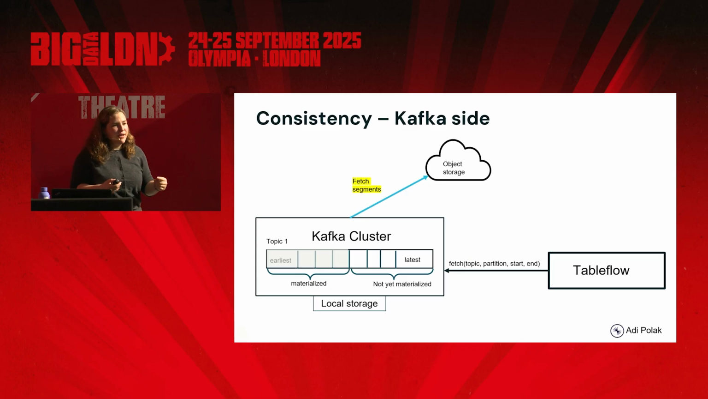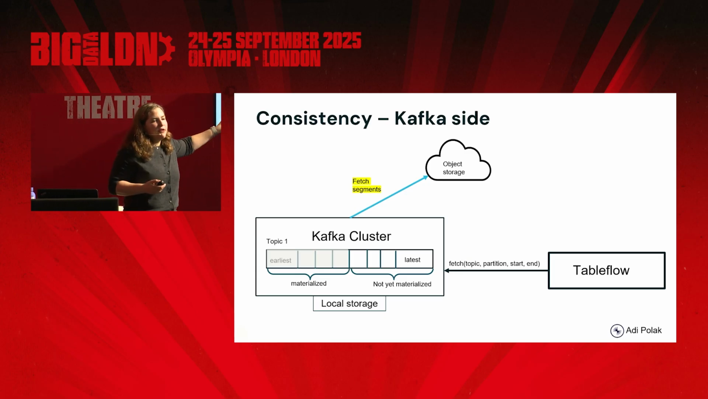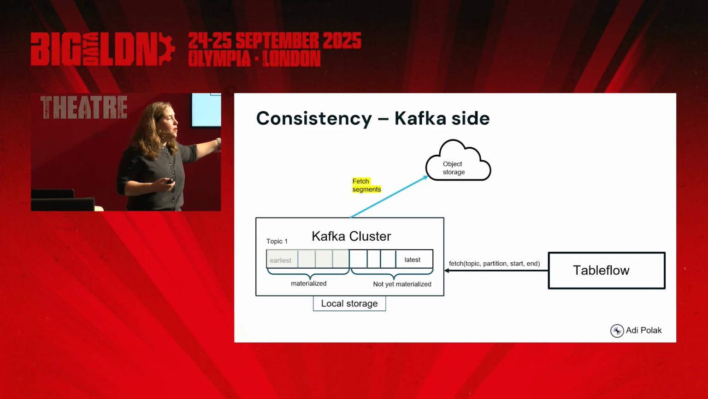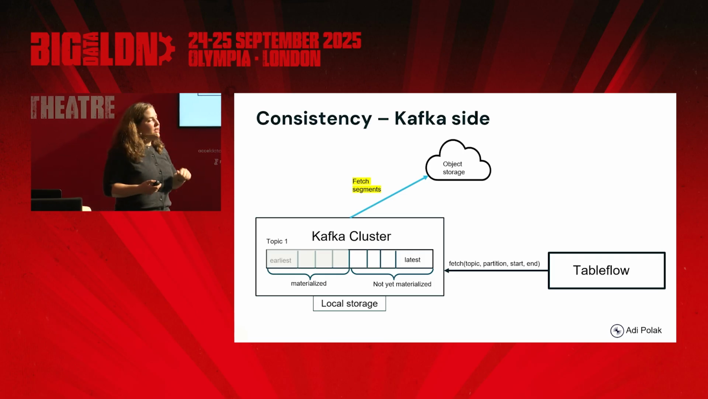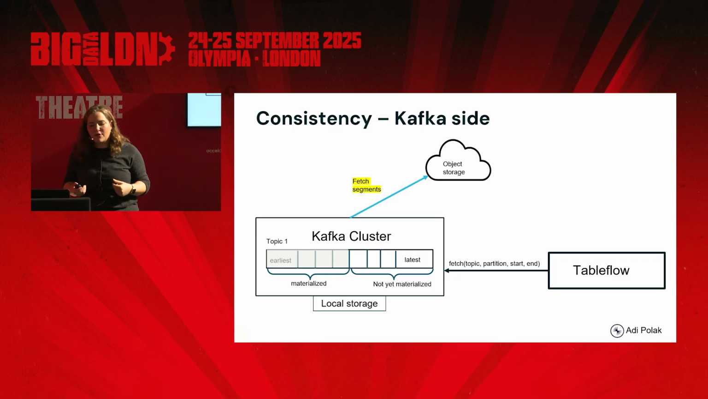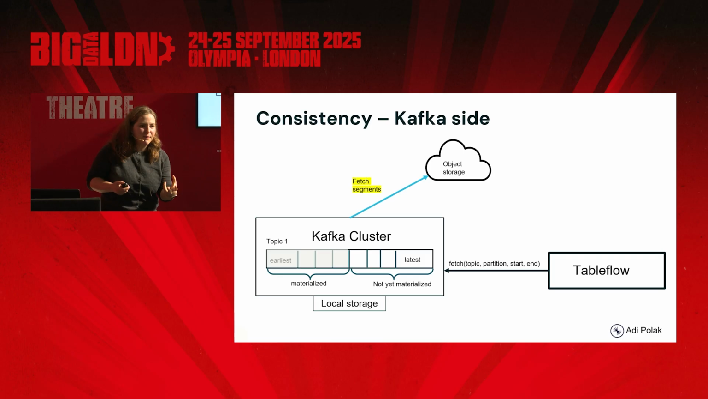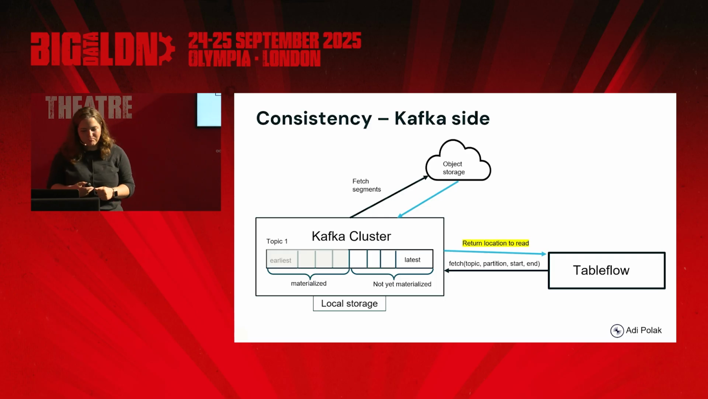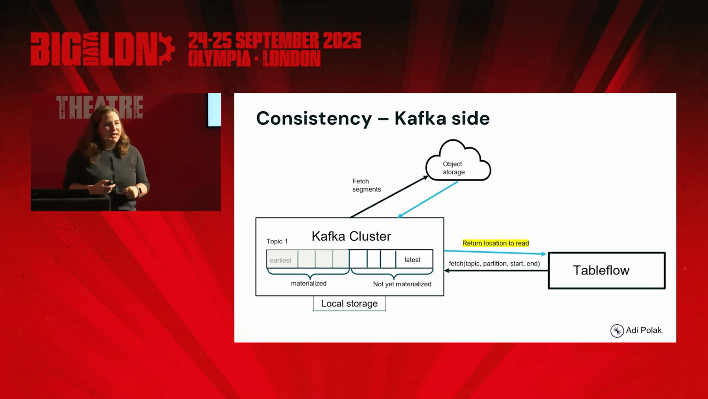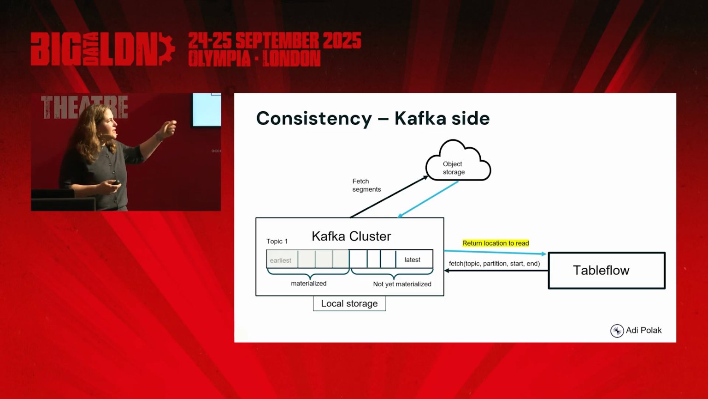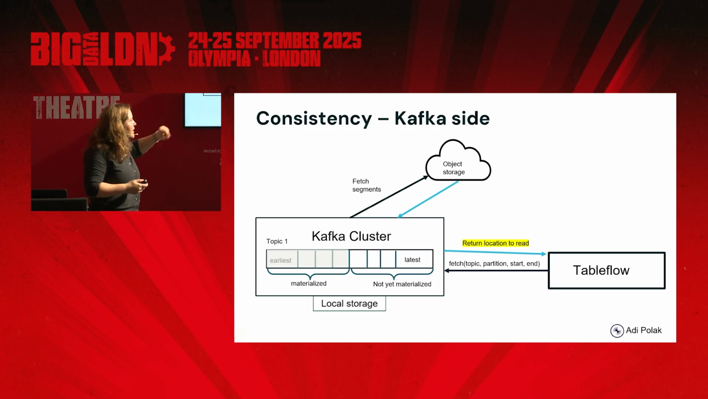What's going to happen after that? Some of the segments that exist there are not necessarily on the local storage. So my Kafka cluster is going to reach out to the object storage. It's going to send a request to fetch a specific segment of the data that we need to bring back to TableFlow to write into Iceberg format. It's going to return me some location to read, and then in all this communication, the data doesn't pass through the Kafka cluster.